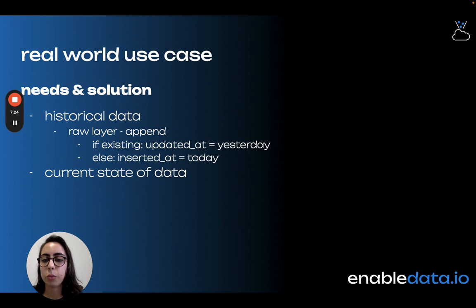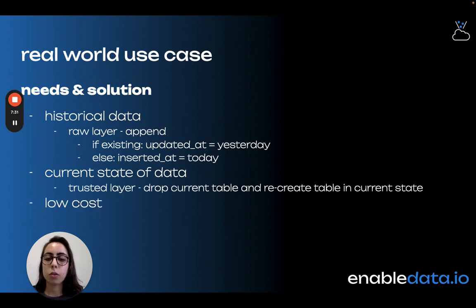And then we needed the current state of the data to do reports on current metrics, etc. So we created a second layer. These names are very common, and we have other variations of these layers, but the second layer was the trusted layer, and we dropped the current table every day and recreated the table in the current state. So we had the current state of the data in one layer and the historical data in another layer.